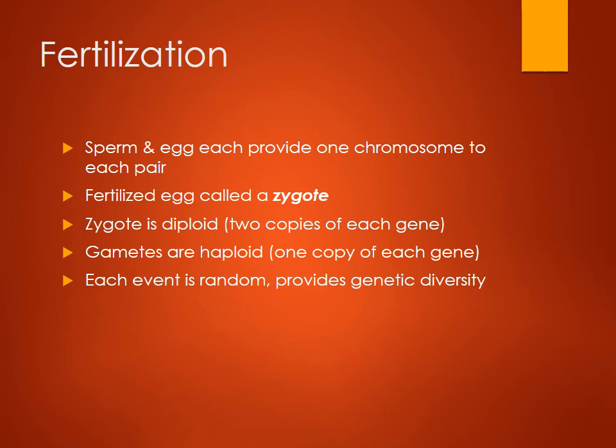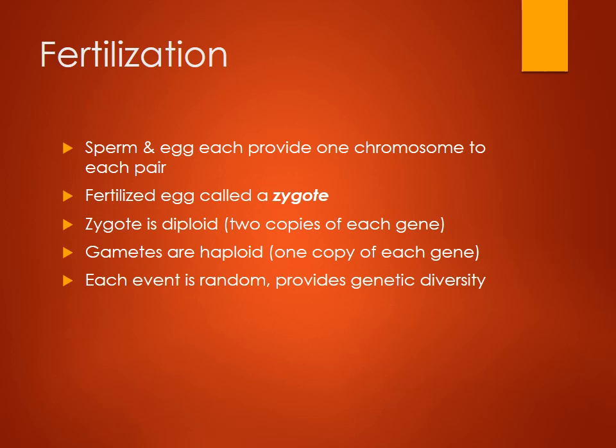Zygotes are diploid. The gametes are haploid, which is one copy of each gene. Diploid is 2 copies of each gene. All these events are always random. There's absolutely zero way right now on a commercial basis in animal agriculture to guarantee which mating you get. The good thing is this provides a lot of genetic diversity to our animals.